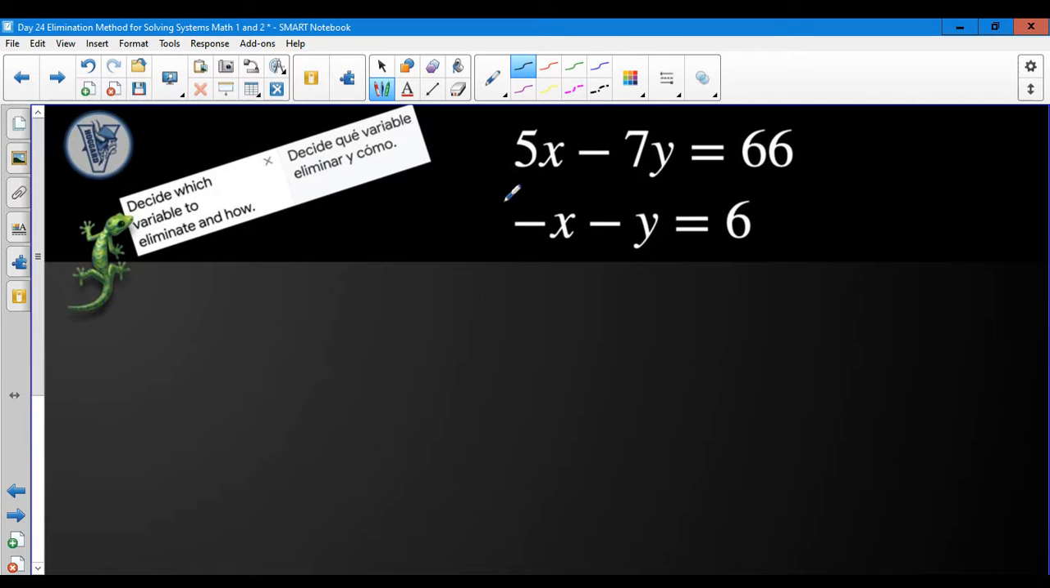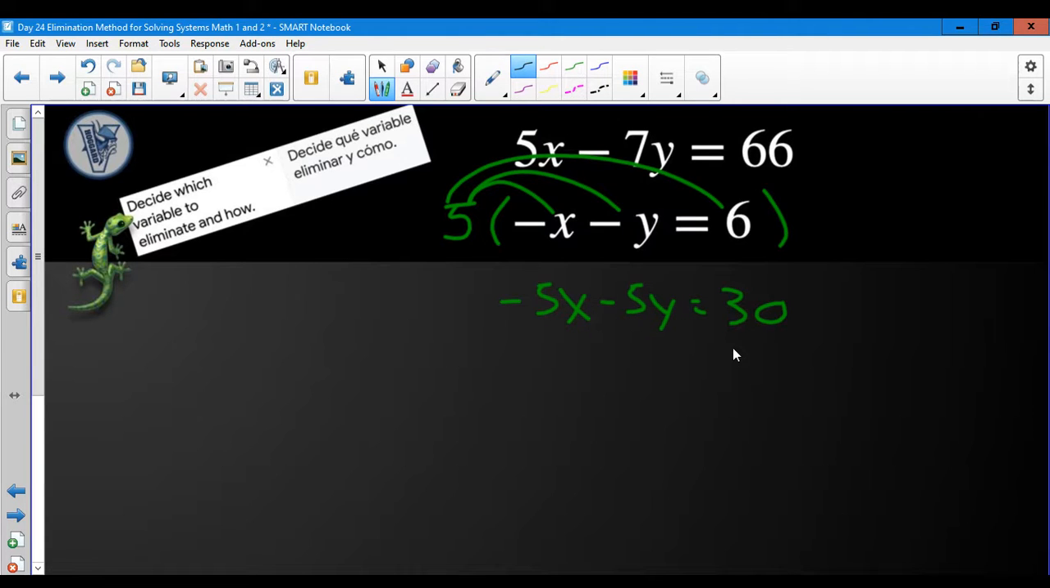When we look at these equations, I could multiply by -7 to make a positive 7y here and have opposite coefficients. But I think it looks even easier just to multiply by 5 on the bottom here to make a negative 5x. So that's what I'll do. And that bottom equation will become negative 5x minus 5y equals 30.